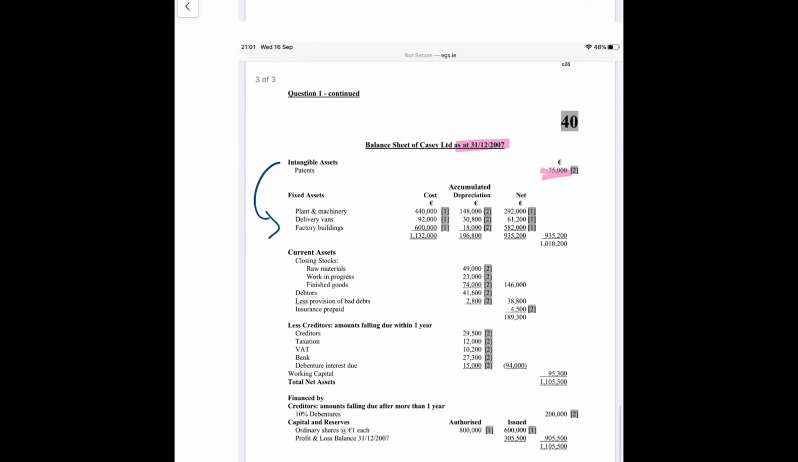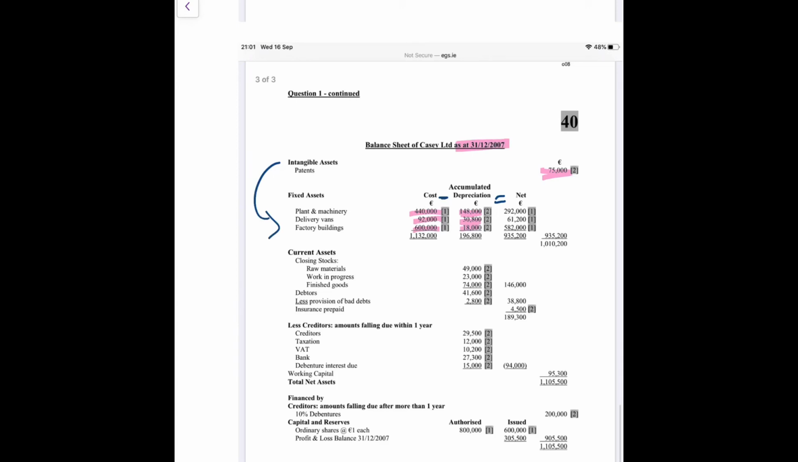Then you've got your fixed assets. You've got 3 columns, one for cost, one for accumulated depreciation, and one for the net book value. Okay. You've got 3 assets: plant and machinery, delivery vans, and factory buildings. So they're all going in at cost price: 440 for plant and machinery, 92 for delivery vans, and 600 for factory buildings. Your accumulated depreciation, I flagged all of those when we were doing the workings, okay? And your net book value then is your cost minus your accumulated depreciation. So, for example, looking at plant and machinery, you've got 440 minus your 148, which leaves you with a net of 292.